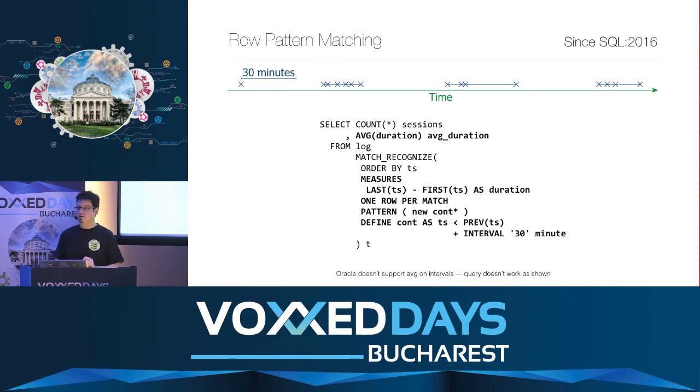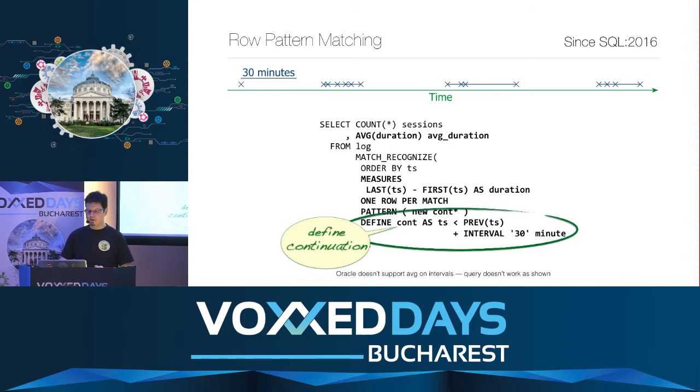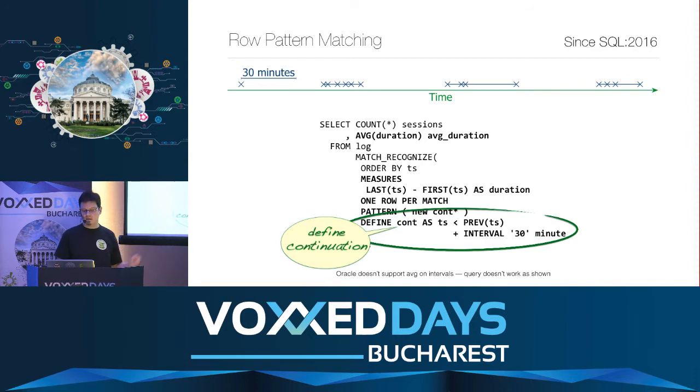And in the great tradition of SQL, it makes more sense to read the queries this way than this way. So let's start at the bottom. What we are doing here is defining so-called pattern variables. A pattern variable is basically just a condition. Here, the condition reads, if the timestamp happens to be less than the previous timestamp plus 30 minutes, then it's true. Then it's continuing the previous session. This is how I define the session here.